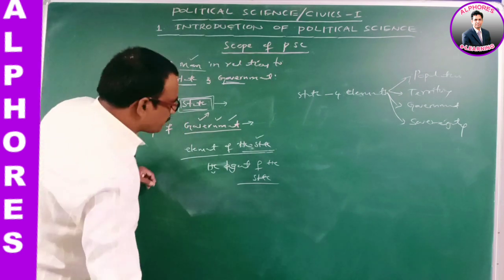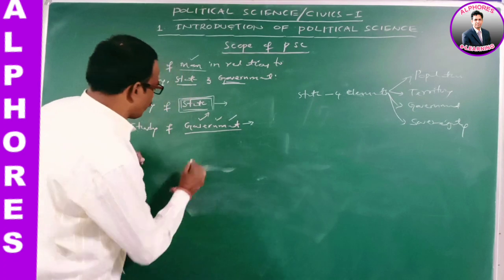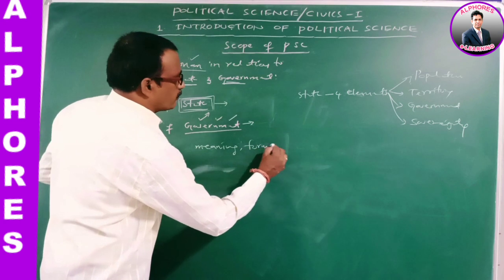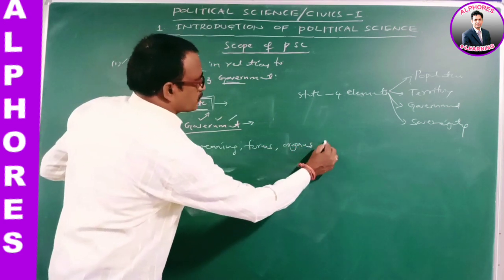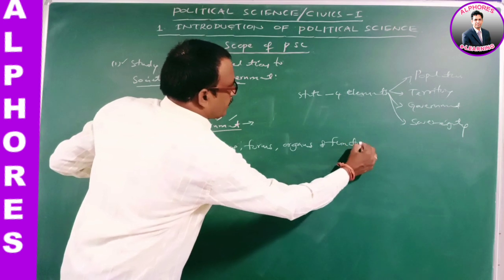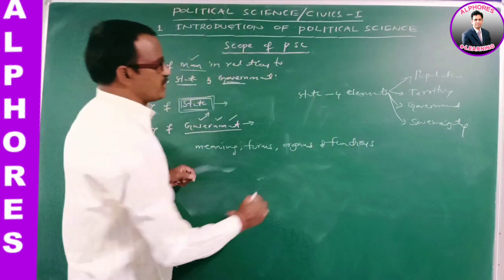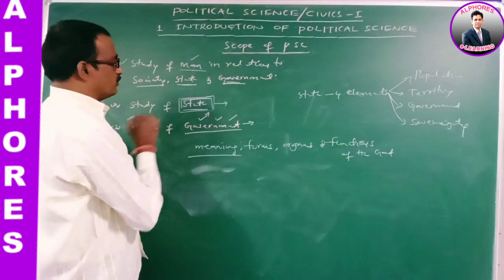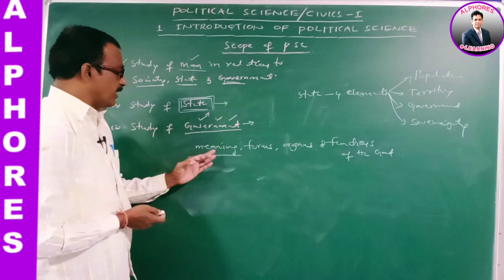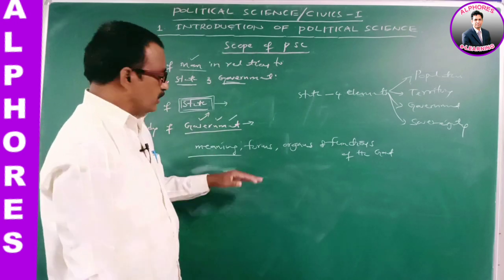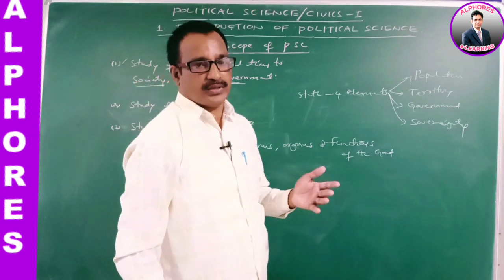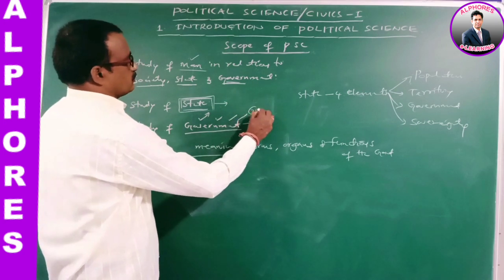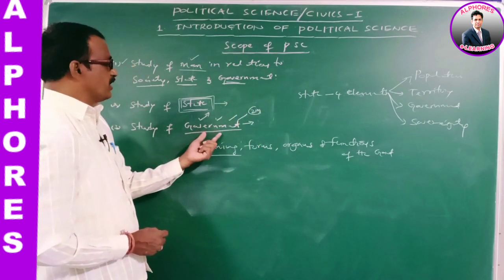Political science explains meaning, forms, organs and various functions of government. Various functions of the government. So here, what is the meaning of government? So government is the agency or machinery through which the will of the state is formulated, expressed and realized. It is one of the important 2 marks question. Okay, what is the meaning of government?